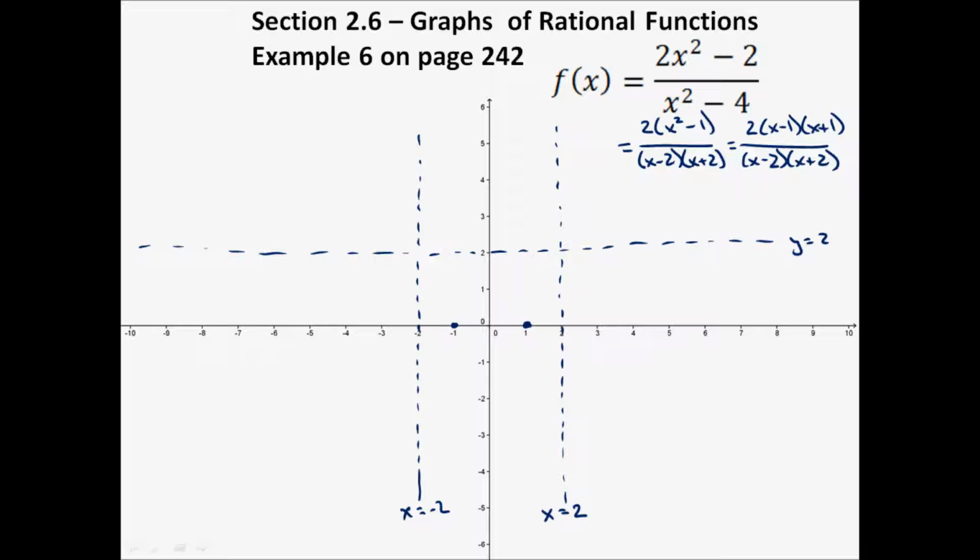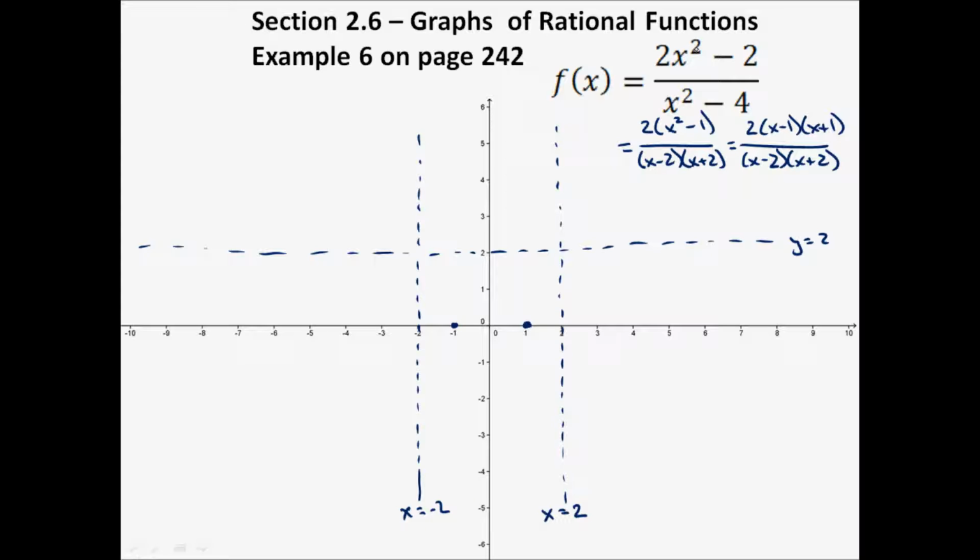Alright, so we've got all our asymptotes, we've got 2 points. It still seems tough to figure out what this graph is going to look like, doesn't it? So let's remember that anytime we want to find a point on a graph, all we have to do is plug in an x value.